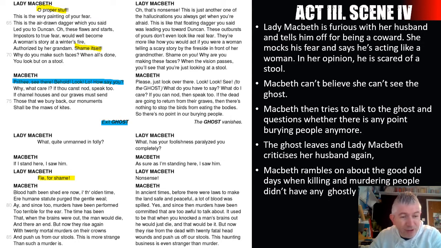"Aye, and since, too, murders have been performed too terrible for the ear. The time has been that when the brains were out, the man would die, and there an end. But now they rise again with twenty mortal murders on their crowns, and push us from our stools. This is more strange than such a murder is." So again, he's just remembering a happier time in his life when he killed people and they stayed dead, rather than what he's just experienced this evening, when he's killed someone, they've come back and stopped him sitting down at the table.